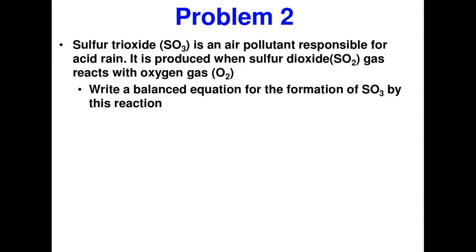It says sulfur trioxide is an air pollutant responsible for acid rain. It is produced when sulfur dioxide gas reacts with oxygen. So look at the 3 things we need to call. Remember the reactant comes in first, so I'm going to put it first. First of all, it starts from sulfur dioxide. I'm going to put SO2. Of course, I don't know the coefficient, so I'm going to put a dash here to balance it. SO2 plus. Now, sulfur dioxide is a gas, so I'm going to put gas plus.